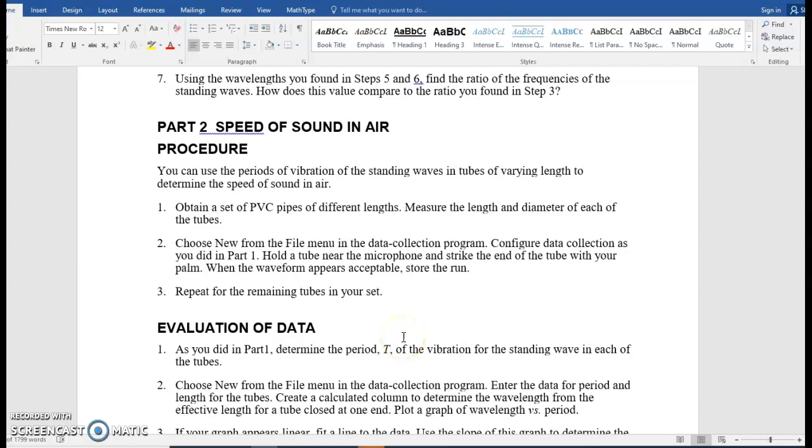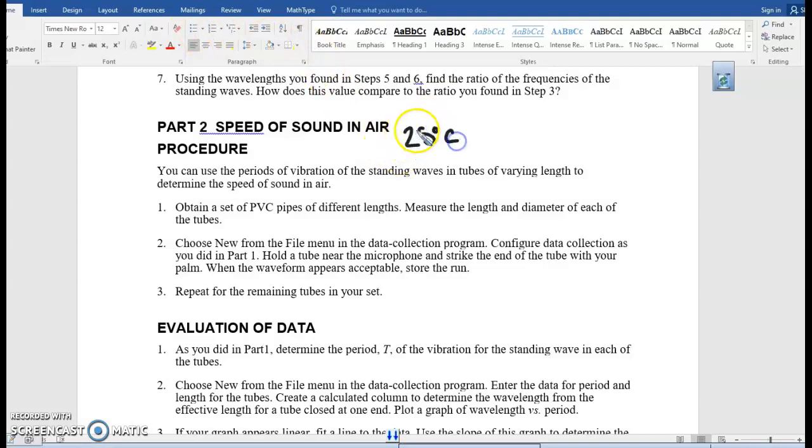Okay, so part 2, we are going to compare what we know the speed of sound is at 25 degrees. So our temperature will be 25 degrees Celsius. And so we know what the speed of sound should be at 25 degrees Celsius. We used it in the last part, and you can find it from your notes as well.